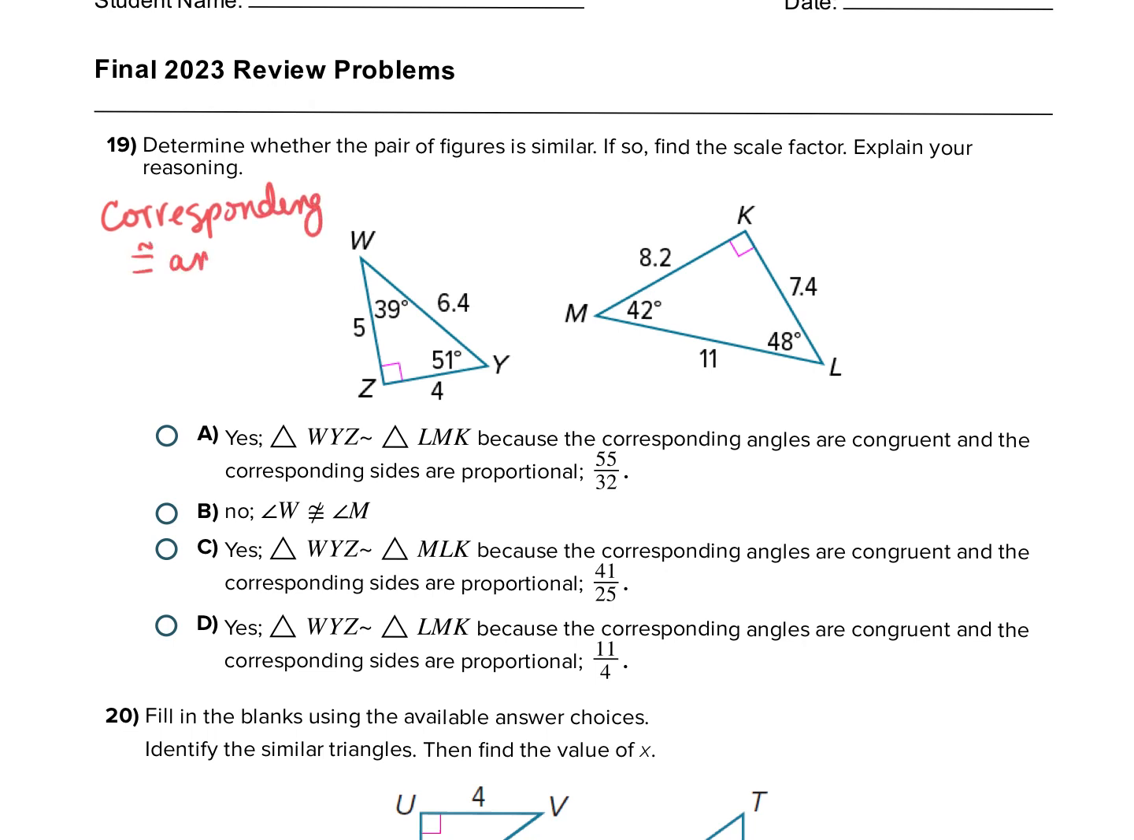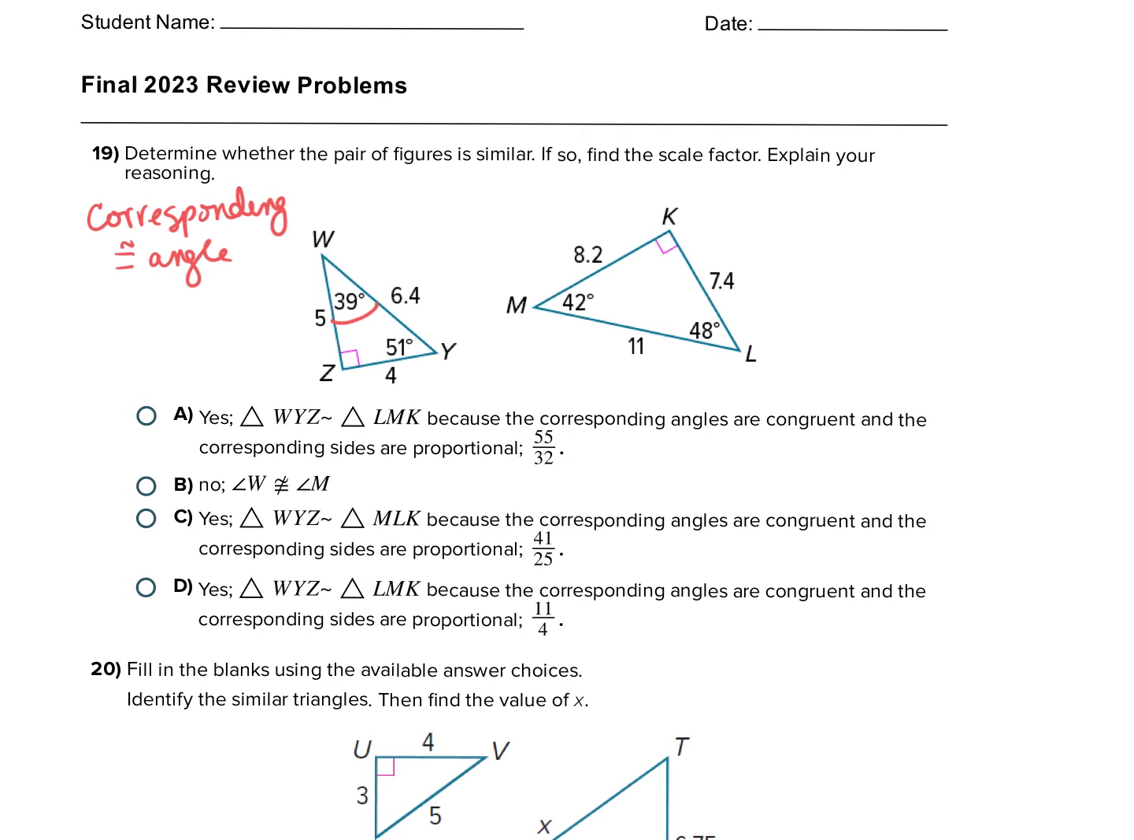All right. So what that means is that in triangle WYZ, there's a 39-degree angle. There is no 39-degree angle in triangle KLM. So my first instinct is to say no. This can't possibly be similar figures. Now, but just to be sure, the other way we can confirm is to check the scale factor.